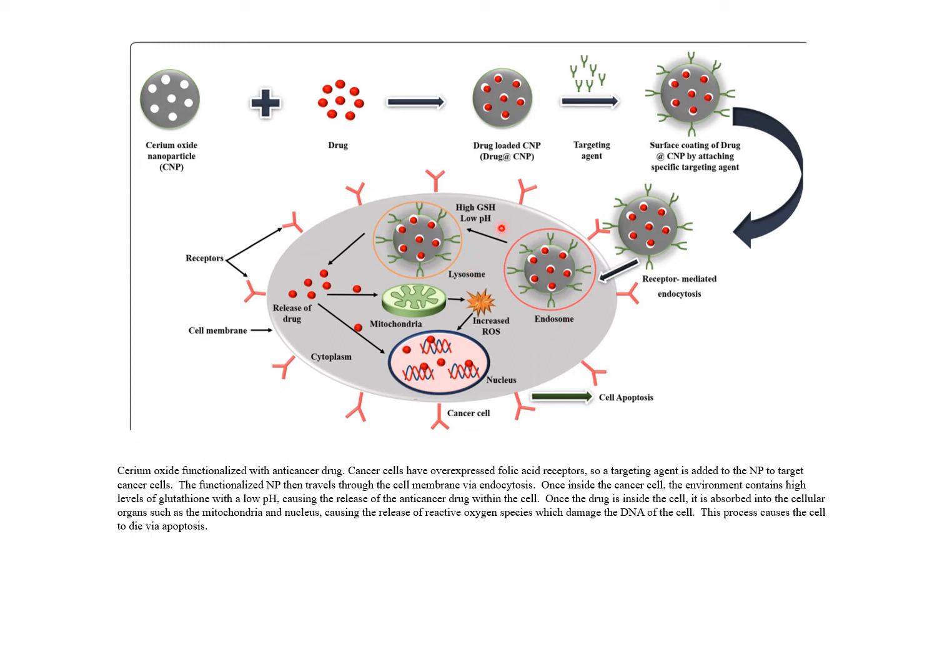Now inside the cell, there is a high level of glutathione and a low pH. The glutathione forms a complex with the cerium oxide nanoparticles, releasing the drug, and the low pH prevents the catalytic activity, which prevents the H2O2 from turning into water, meaning that more reactive oxygen species are produced and the cell is damaged, causing cell death.